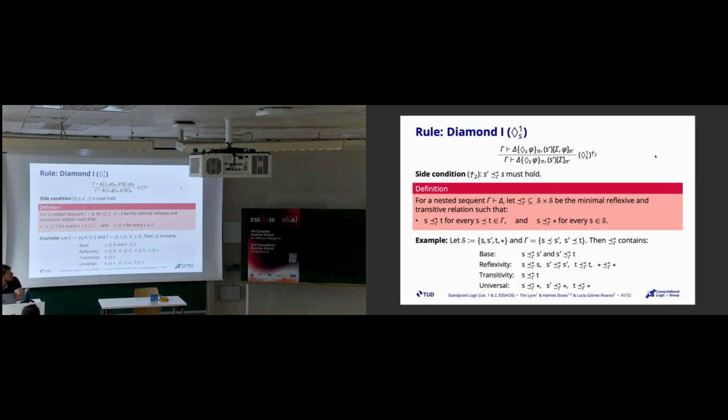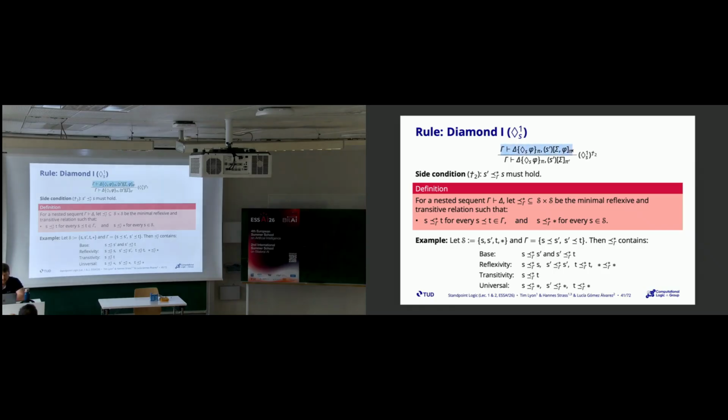Next, we're going to talk about the diamond rules. There are 3 diamond rules that appear in this nested sequent calculus. The first 2, this one and the next one we will discuss, have a bit of a complicated functionality because they have a slightly complex side condition which ensures soundness of the rule. So let's try to unpack this rule and see what it says.